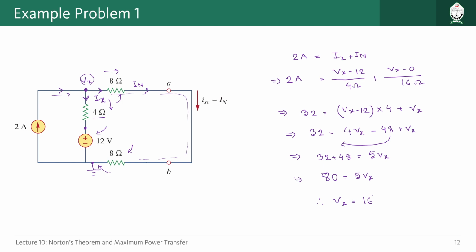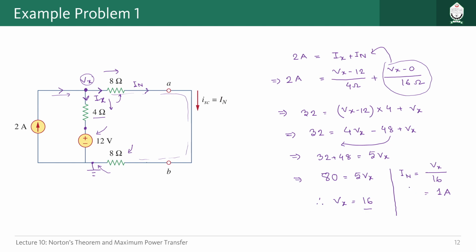So we have found out the value of Vx, but we need the value of In, right? To find out the value of In, we can just take this portion, right? Because this is equal to In. So it should be Vx divided by 16. So Vx is already 16. That means In should be 1 ampere, right?